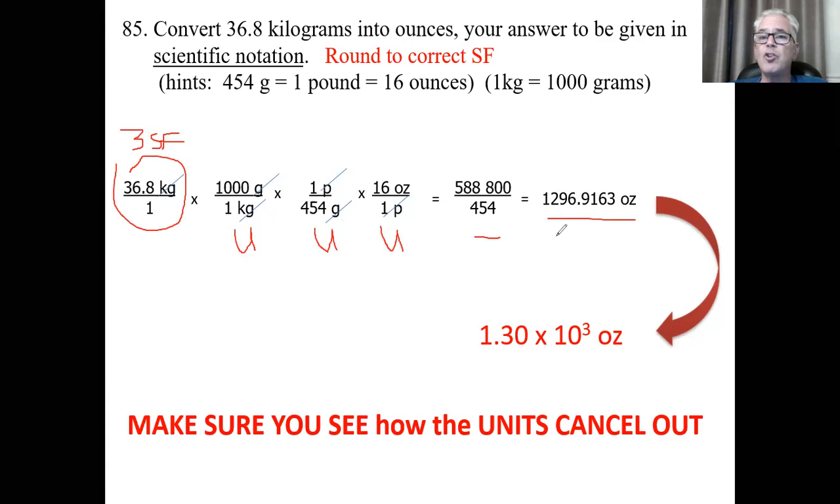And then it really needs to round to 1300. But 1300 doesn't have the right number of significant figures. It's just 2 significant figures. So in order to round it to the closest best answer, you're going to have to turn it into scientific notation and make it 1.30 times 10 to the 3rd.